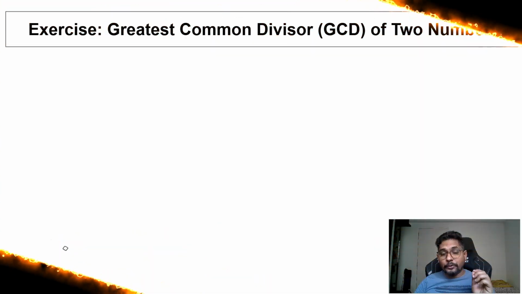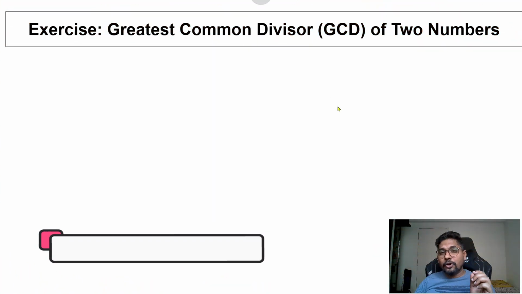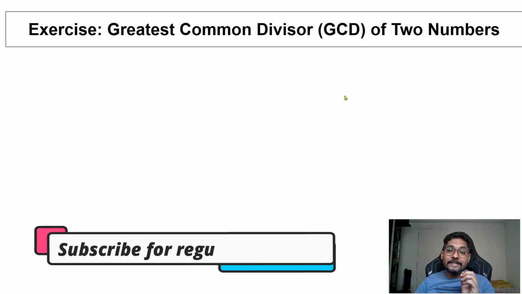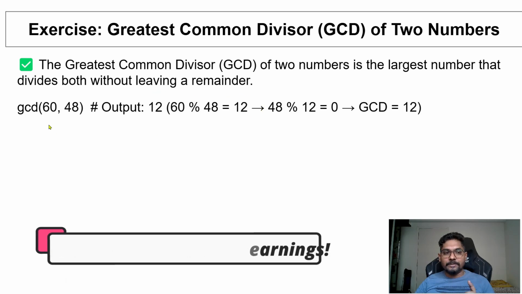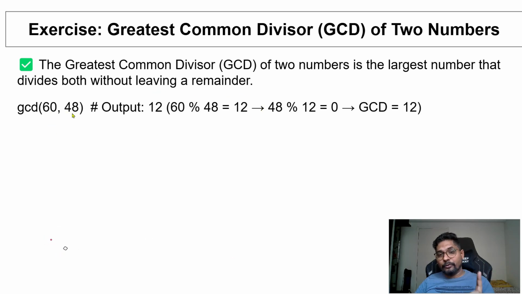The next exercise we are going to learn is greatest common divisor, also known as GCD, of two numbers. So what is this? The greatest common divisor of two numbers is the largest number that divides both the numbers without leaving a remainder. Let's see some examples. For example, if I give you 60 and 48, the largest number which can divide both these numbers is 12.